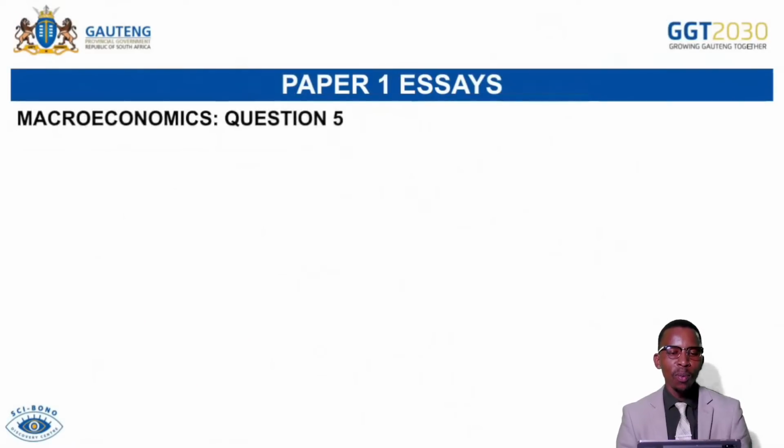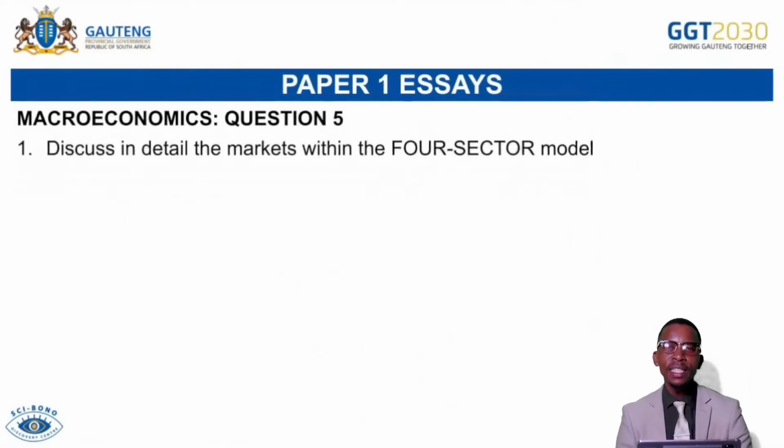So here we go. Paper 1 that we are doing. This is the list of essays discussing detailed markets within the 4-sector model in the economy. In this situation, you either define the market or define the circular flow in your introduction. Remember, circular flow refers to the economic model that illustrates the flow of goods, services, and money between participants in the economy. Or the market is the destination where goods and services are traded.